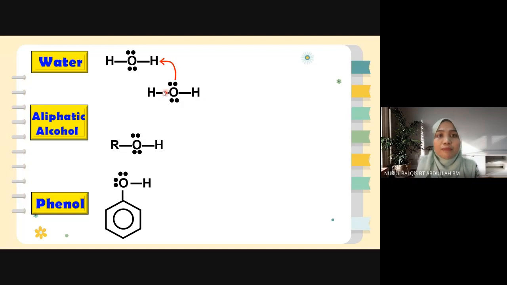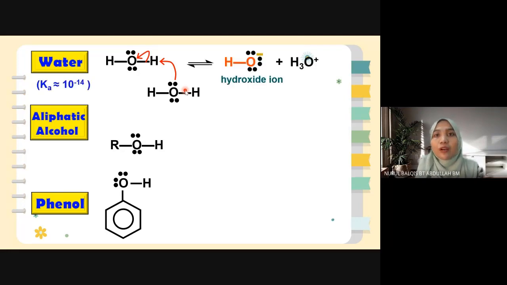So what are we going to do here? The lone pair will take the hydrogen and then break the bond between this H and O. And lastly, you will get OH minus and also H3O plus. It means the hydrogen that was donated has now become H3O plus here. So we get one acid and one base, right? Plus with the negative charge.